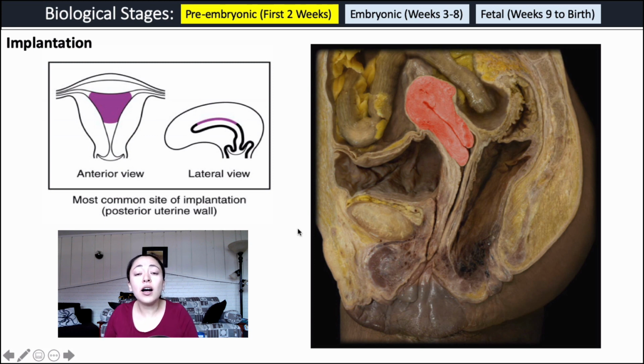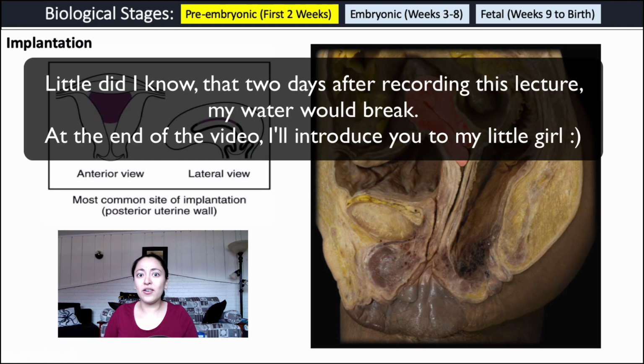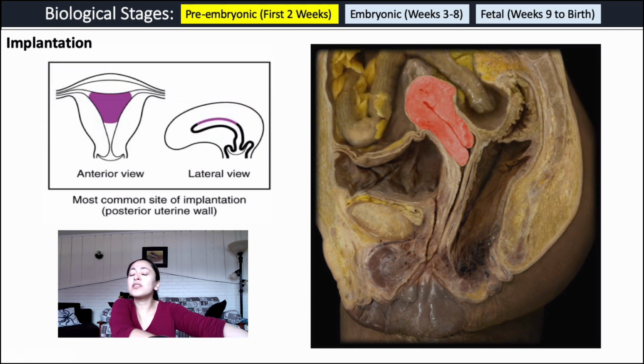However, it is not uncommon for the blastocyst to actually implant in the anterior wall. For example, I'm 39 weeks pregnant now, and actually I have an anterior placenta. So that means that the blastocyst implanted in the anterior wall of the uterus. Really, there's not much of a difference if it implants in the posterior wall versus the anterior wall. One of the major differences is that usually if the placenta is growing in the anterior wall, it might be harder to actually detect movements of the infant because you have the placenta kind of blocking the movements.